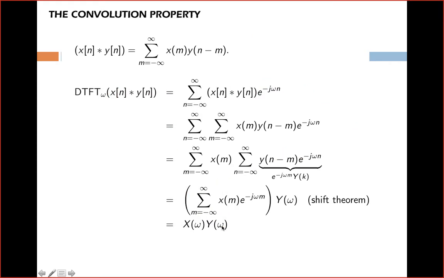So the third one is the convolution property. Again, I am saying this is a very important property. Convolution of two different signals in the time domain will become multiplication in the frequency domain. This is the definition of the convolution property, and the equation related to convolution summation is given here. x of n convolution y of n can be written as summation m equal to minus infinity to plus infinity x of m into y of n minus m.